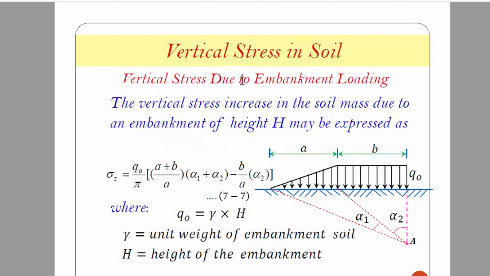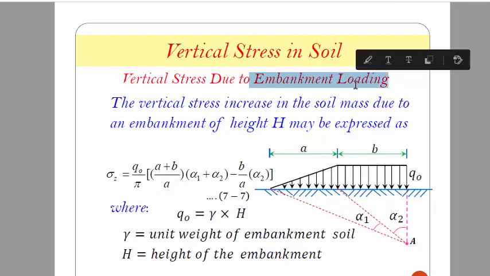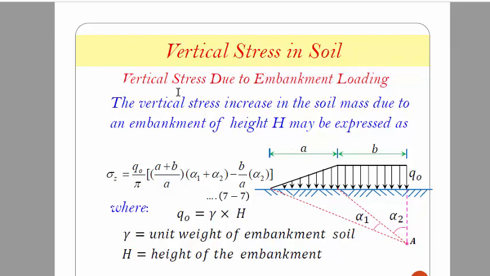Okay, so next one, students, this is not in your syllabus, but I will still tell you properly: the vertical stress due to embankment loading. Embankment loading is a loading that is not continuously the same throughout. At this point the loading is so much, at this point so much: 10, this point 5, 10, 15, 20, and then after 20 it will be constant. So the vertical stress increase in the soil mass due to an embankment of height h will be expressed as this. So this is the equation.